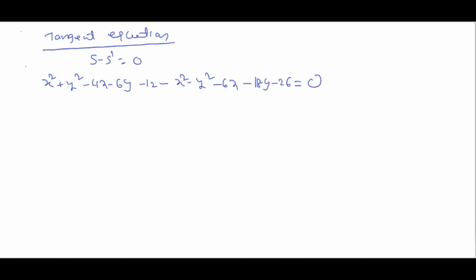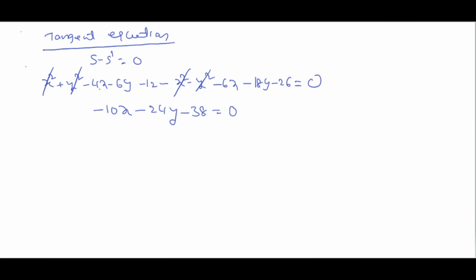And now we find the tangent equation. So tangent equation of the given circles is S minus S dash is equal to 0. So first circle equation x square plus y square minus 4x minus 6y minus 12, minus S dash, second equation, x square plus y square minus 6x minus 18y minus 26 is equal to 0. So x square cancelled, y square cancelled, minus 4x minus 6x, that is minus 10x, minus 6y minus 18y, that is 12y, minus 12 minus 26, that is minus 38 is equal to 0.